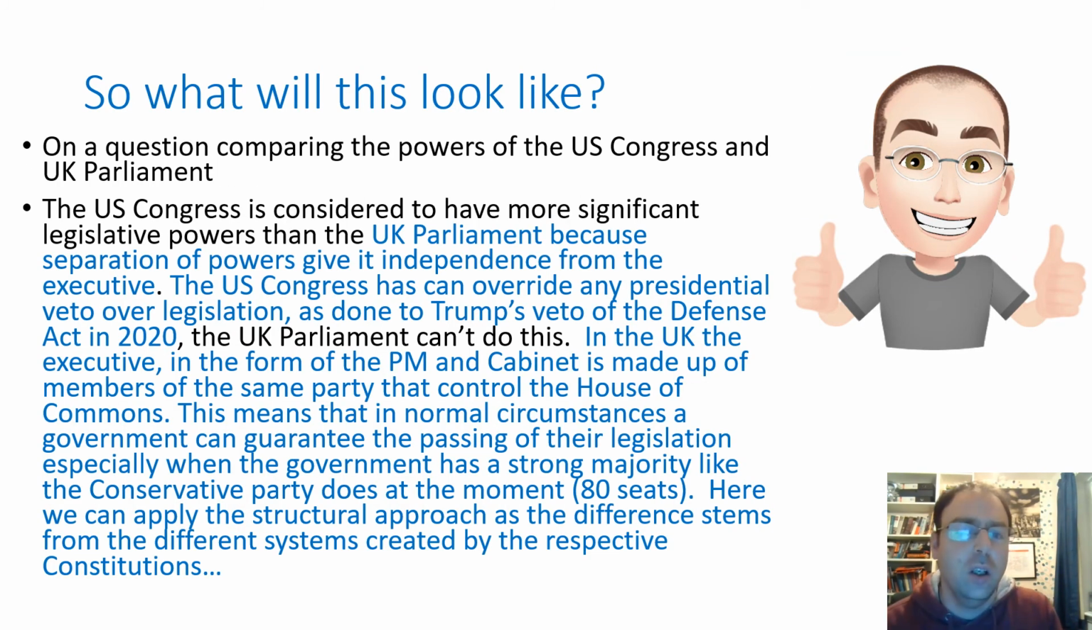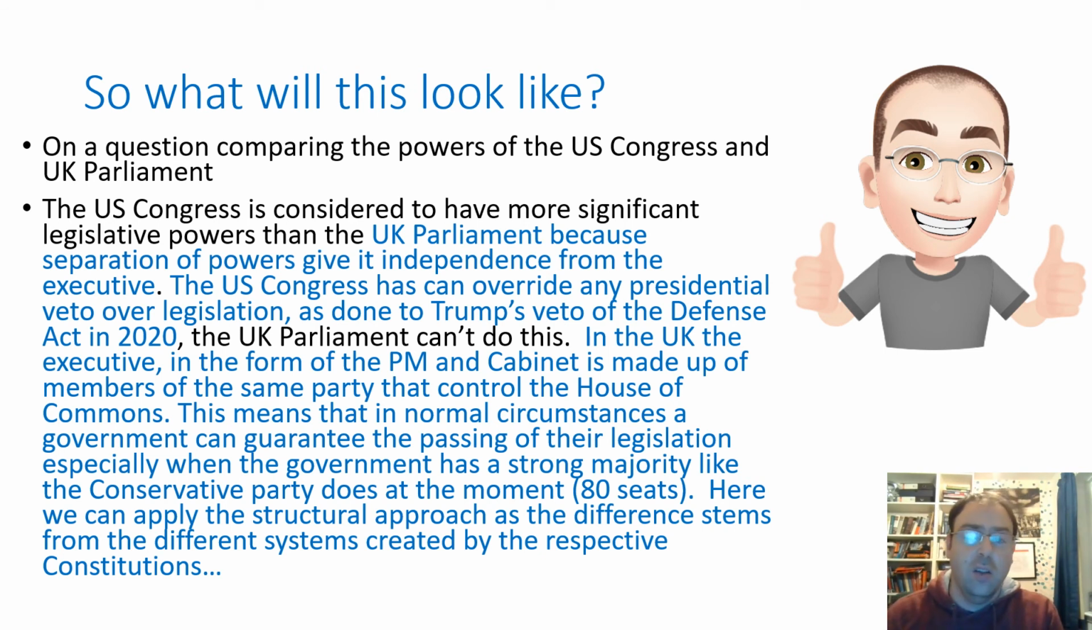So what would it look like? Well, on a question comparing the powers of the US and UK Parliament: the US Congress is considered to have more significant legislative powers than the UK Parliament because the separation of powers gives it independence from the executive. The US Congress can override a presidential veto over legislation, as done to Trump's veto of the Defense Act of 2020. So again, I've got a really precise, up-to-date example, and that is another sign of a really high scoring mark. And there's a bit of analysis of how the UK can't do this.